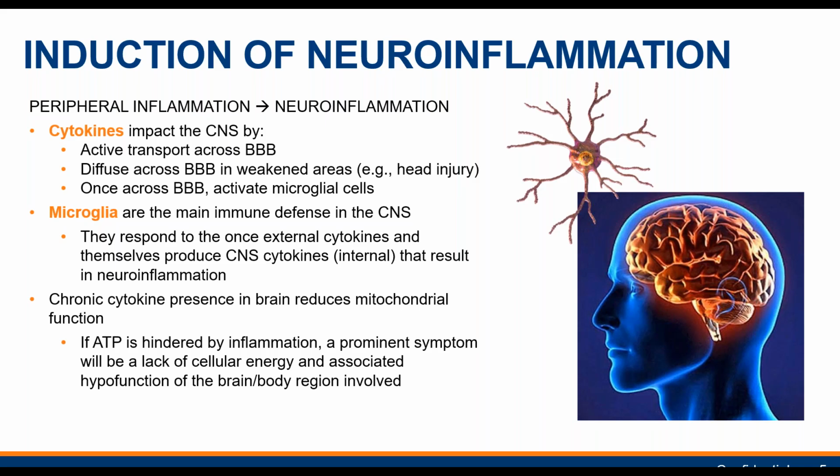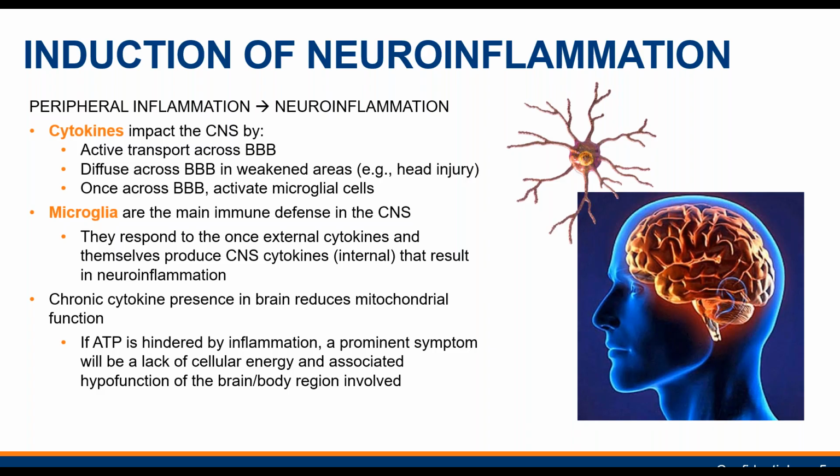Now, chronic cytokine presence in the brain is not a good thing, and it's actually going to reduce mitochondrial function. Now, reduced mitochondrial function is going to mean impaired ATP production, right? So if we have ATP that's hindered by inflammation in the brain, a prominent symptom is going to be a lack of cellular energy. We know that our cells are powered by ATP. We need that ATP. And it's going to lead to an associated hypofunction of the brain or, in a peripheral inflammation cascade, the body region that's involved.